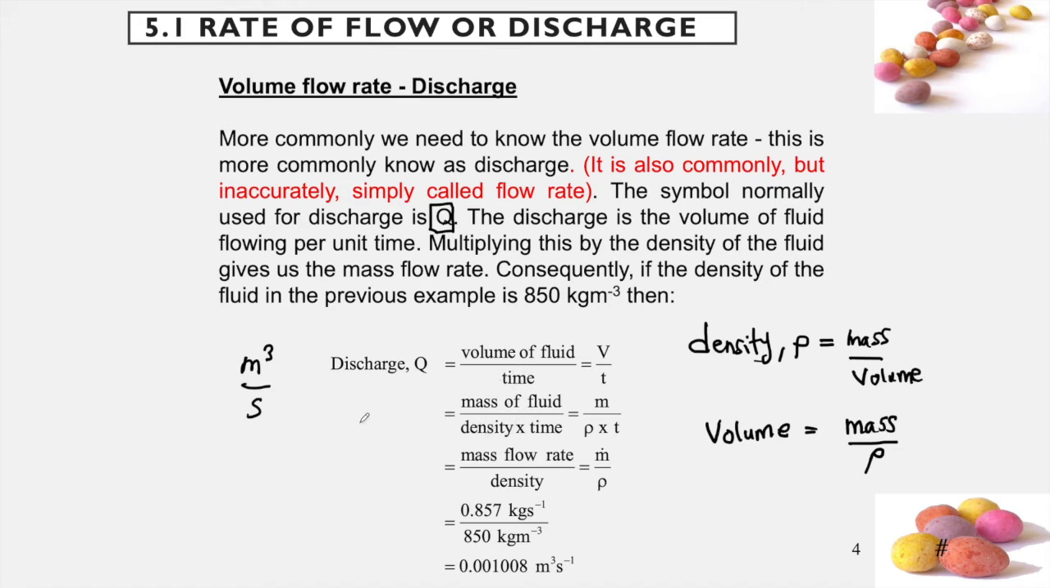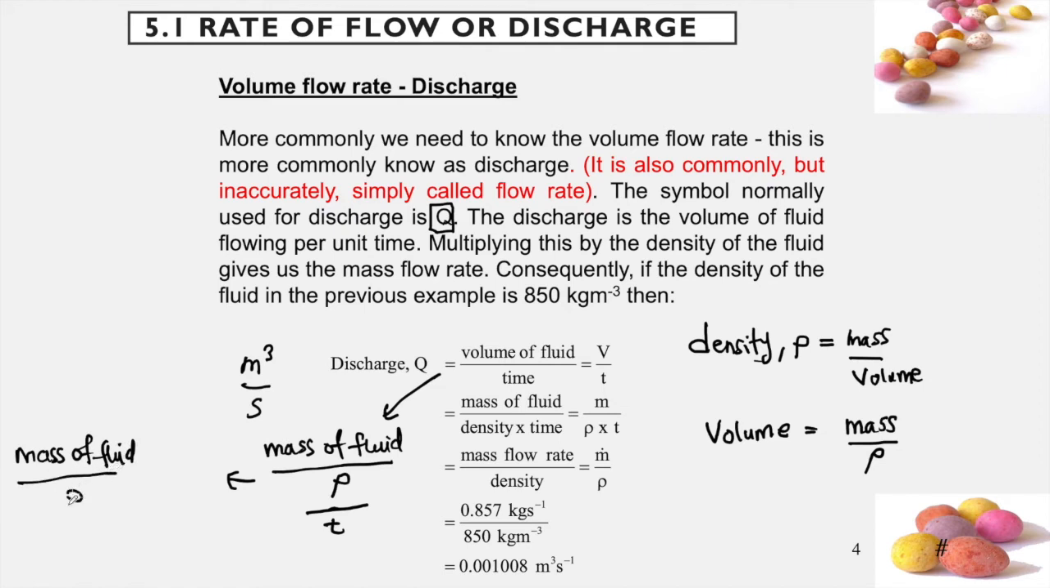Now we have time. So if we substitute into the equation, it will be mass of fluid divided by density, divided by time. We know that when we divide by time, it will turn into mass of fluid divided by density times 1 over T. Therefore, you will get the same equation as here.